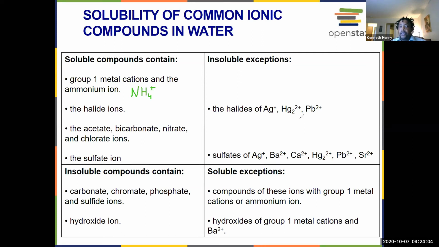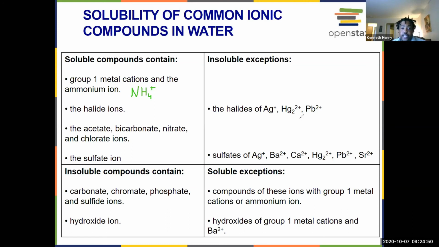Okay, acetates, bicarbonate, nitrate, and chlorate, those are pretty much always going to be soluble. There are a few exceptions, but they're very rare, so they're not even mentioned in most cases. Okay, so did you guys get that? Acetates, bicarbonate, and you notice it's bicarbonate, not carbonate. That's going to be important. Nitrates and chlorates are all going to be soluble. So anytime you have something with those, they're not going to form a precipitate.